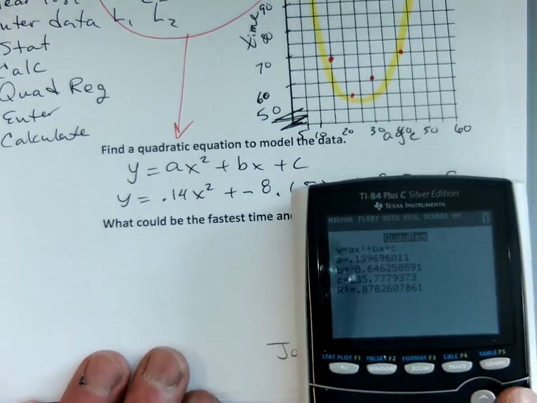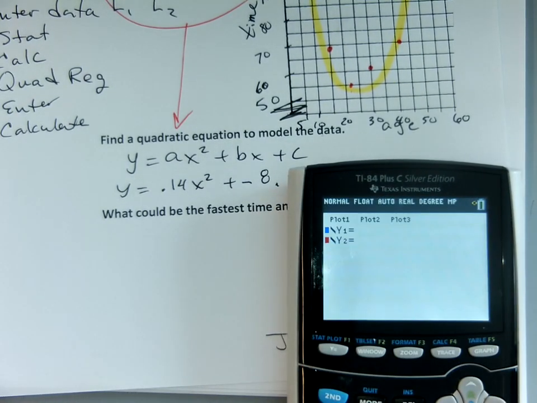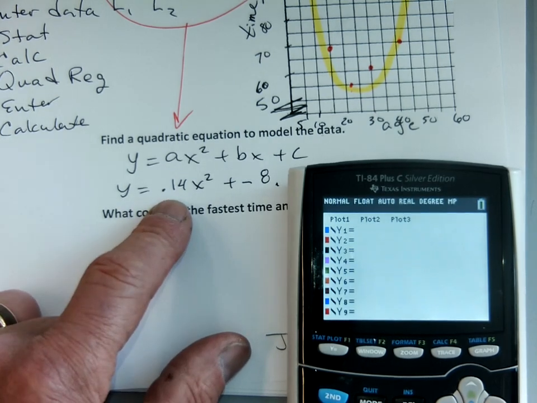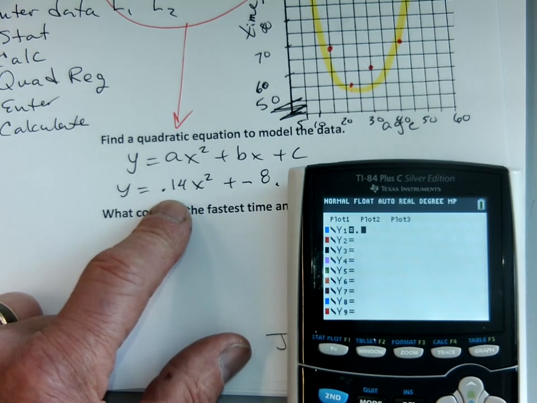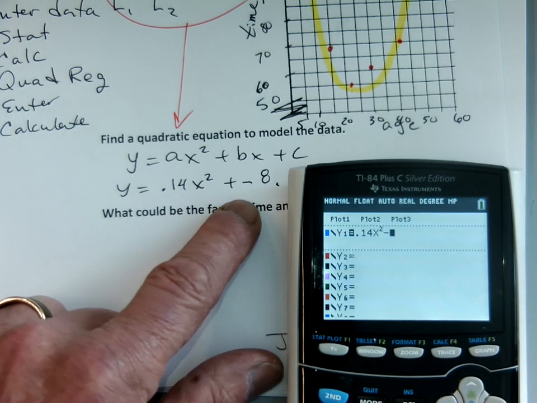Now you don't have to do this piece, but I'm going to show you something that the calculator will do, which is kind of cool. If I plug in my y equals my 0.14x squared, you don't have to do this, but I want to show you. If you really want to know how to do this, I can show you later.